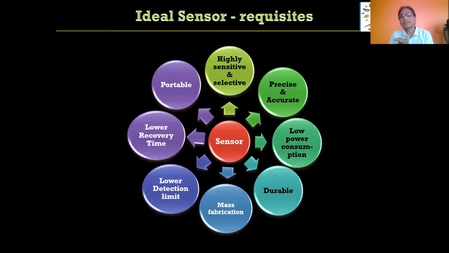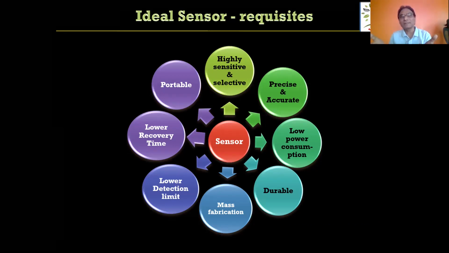Then what are the ideal sensor requisites that we need to understand first. Ideal sensor requisite means what kind of sensor you should be expecting, right? Number one, it should be highly sensitive and highly selective. Highly sensitive means that for a minute change in the input parameter, there should be a significant change in the output parameter.